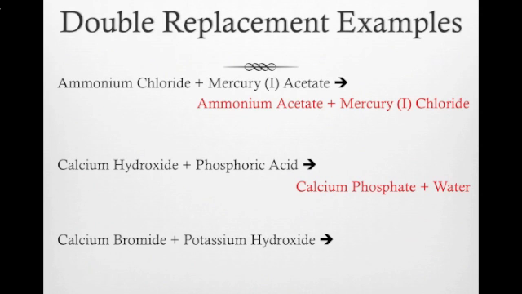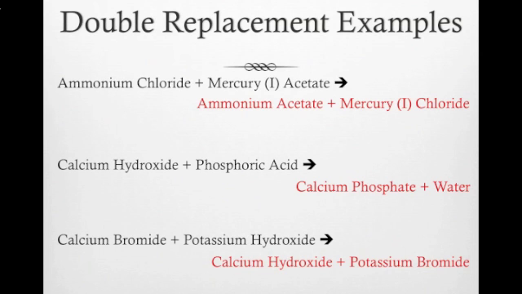For the third one, calcium bromide, potassium hydroxide. The second one is a base, but the first one is not an acid, so it's going to be the same as the first problem. We're just going to switch, and we're going to get calcium hydroxide and potassium bromide. Okay, that was the easy part. All we're doing is switching the cations, just basically trading places, which is why it's called the double replacement. Now, to actually write the formulas, this is where we're going to have to review what we've done previously.